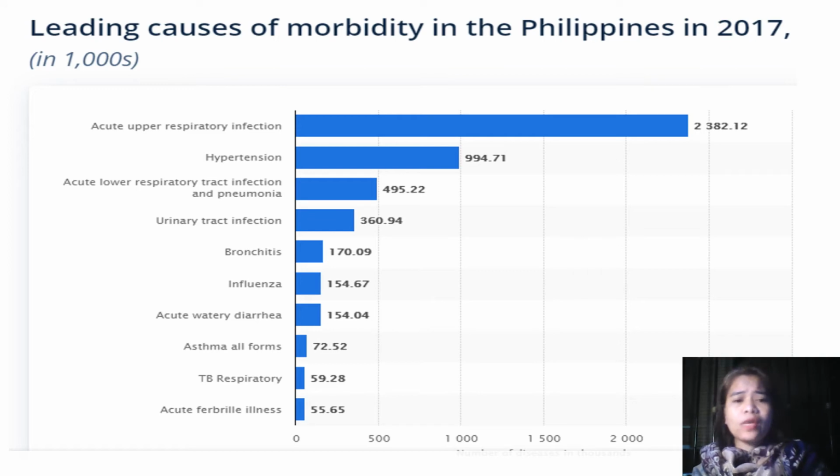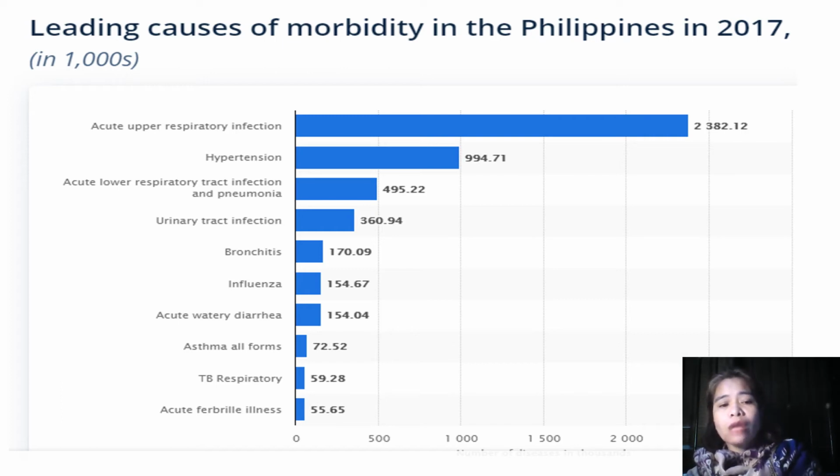Bronchitis is usually an infectious disease. Influenza is an infectious disease. Acute watery diarrheal disease is an infectious disease. Asthma, all forms, may or may not be an infectious disease, but most of the time it is categorized as infectious, or triggered by infectious disease. We also have TB respiratory as an infectious disease and acute febrile illness as an infectious disease.